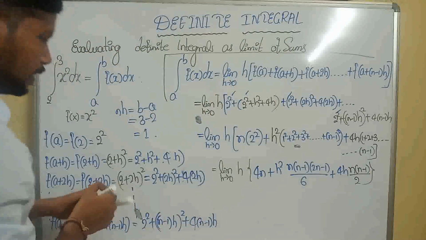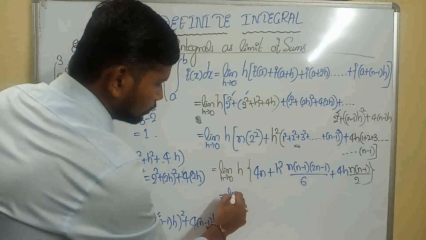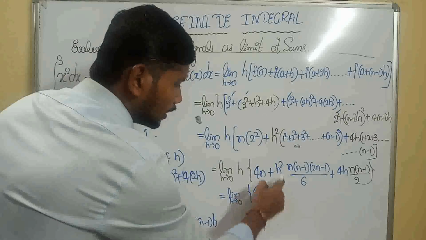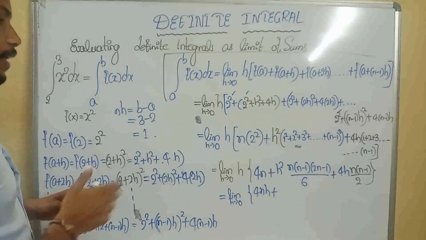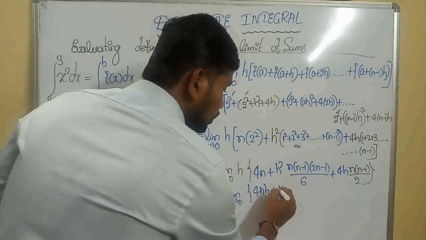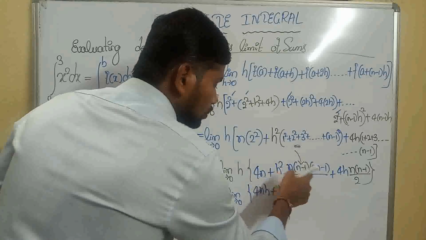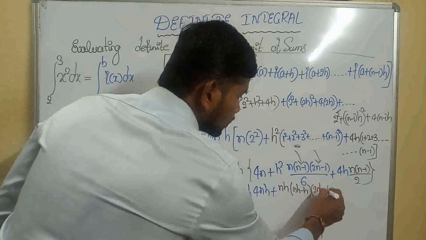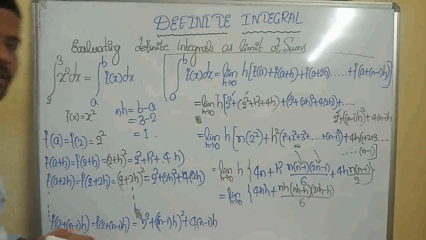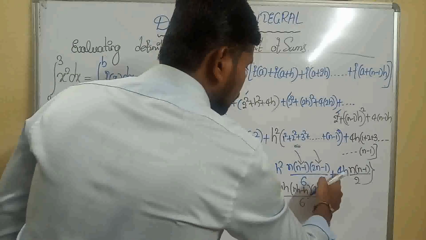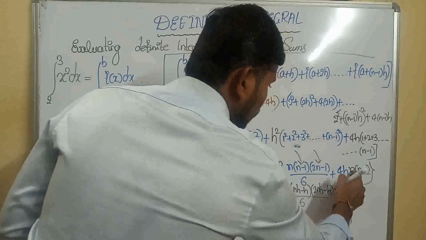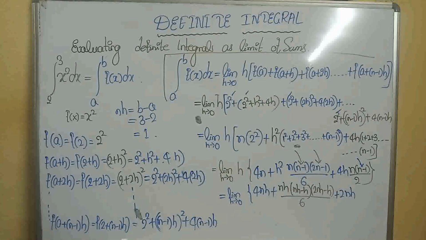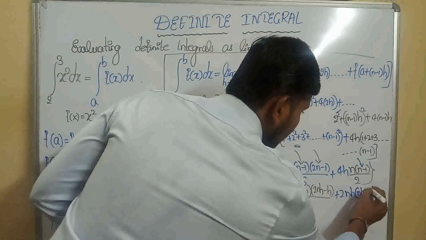Got it? Next I need to write the simplified step. Limit as h tending to 0, it will be 4nh. H square into h, how many terms? 3 terms of h, h cube is there. That's why one term is outside with h: nh. One term with this n minus 1, that is nh minus h. One term with this bracket, (2nh minus h) divided by 6. After that, here 4 by 2 will be 2, n into h will be nh. Outside h is multiplied here, with the n minus 1 term, it will be nh minus h.